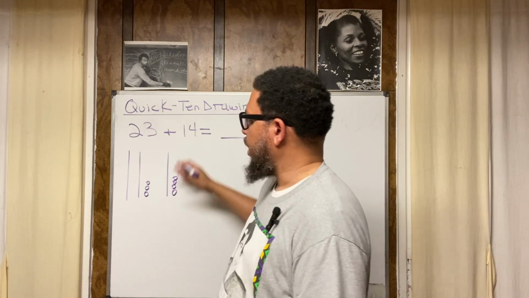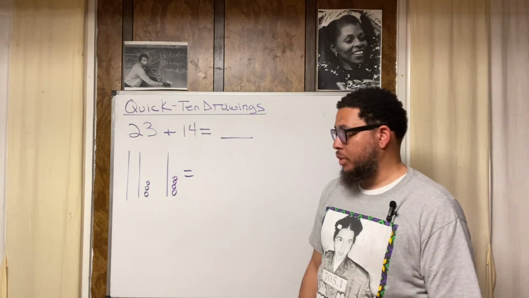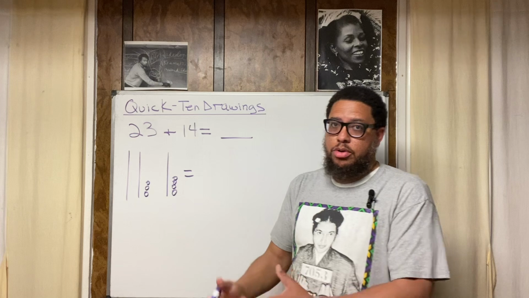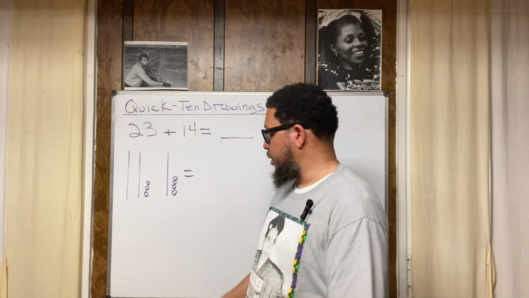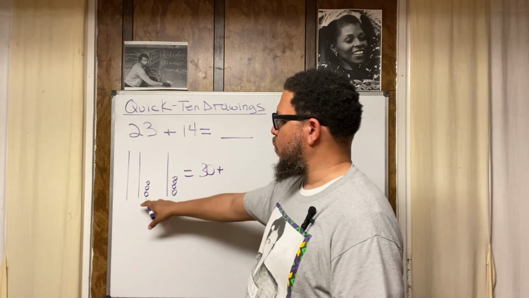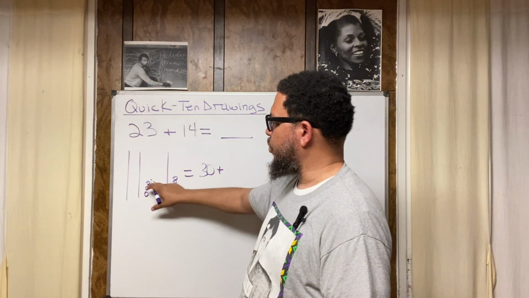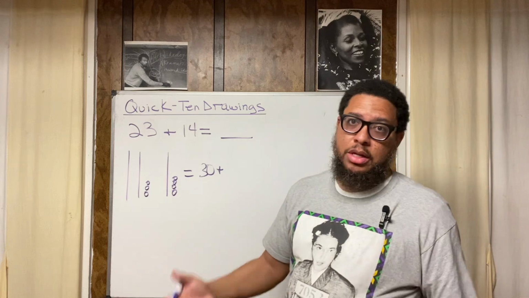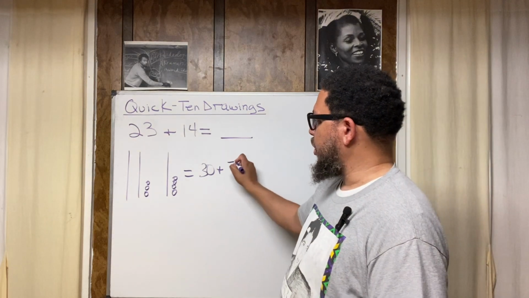Now, draw an equal sign. Count up all your tens. How many tens do you have all together? 1, 2, 3. Right? 3 tens is 30, or you're going to have a 3 in the tens place. So that's 30. And then I put a plus sign. I'm going to add my ones. Count them up. 1, 2, 3, 4, 5, 6, 7. As long as we count correctly, we should be cool. So we've got 30 plus 7.